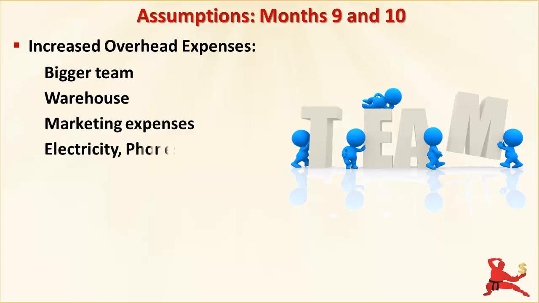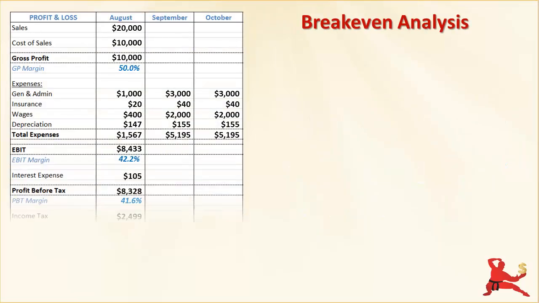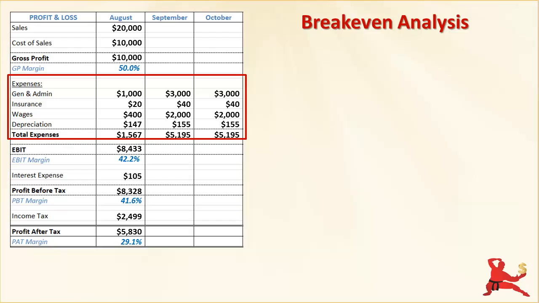increase the marketing spend. And with higher levels of business activity, other costs like electricity, phone bills, and so on also go up. We also need to buy additional plant and equipment like shelving or racking for the warehouse, furniture, and an additional computer. With bigger premises and more employees, the overheads of the business have now increased to just over $5,000 a month. These types of expenses are fixed costs.